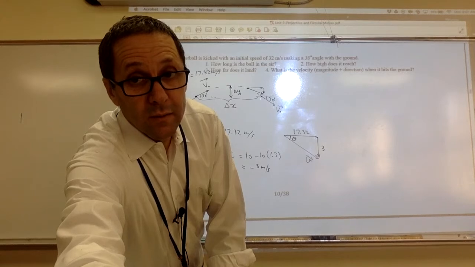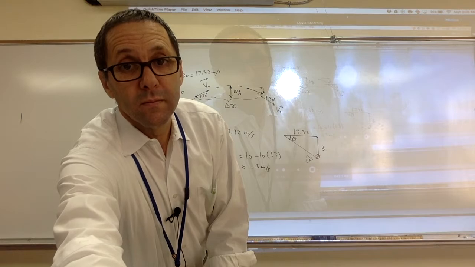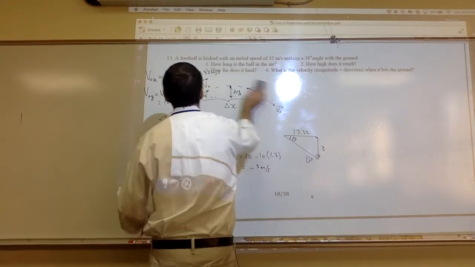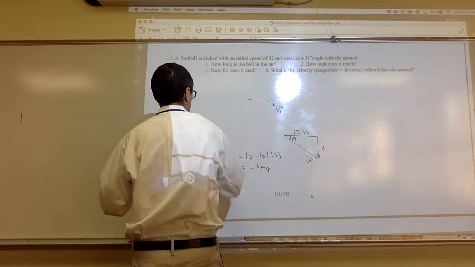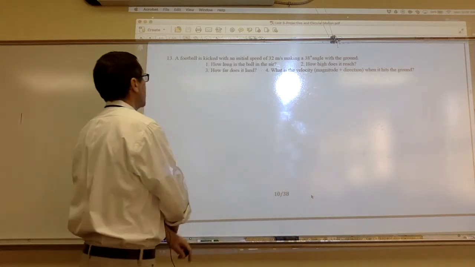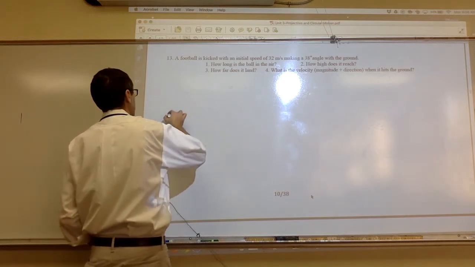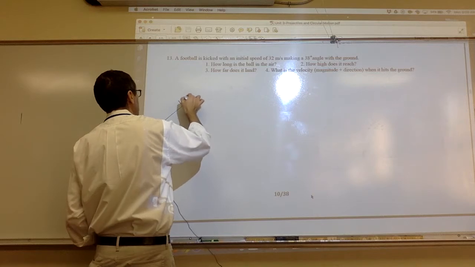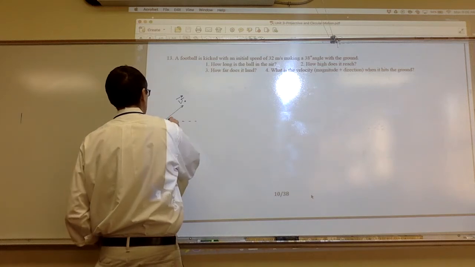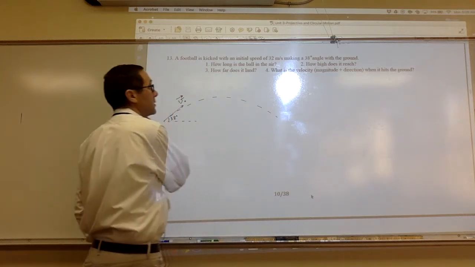So let's look at 13. Okay. A football is kicked with an initial speed of 32 meters per second at an angle of 38 degrees. So here's the initial velocity. And there's an angle of 38 degrees here. So the object is going to go this way and it's going to land somewhere, right?